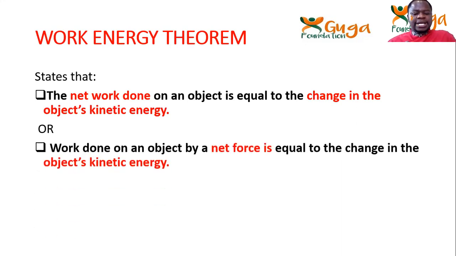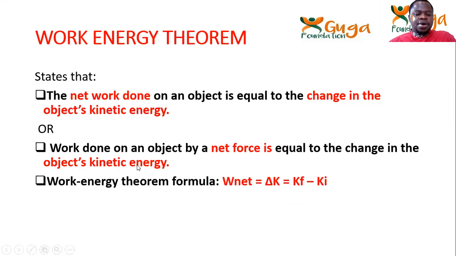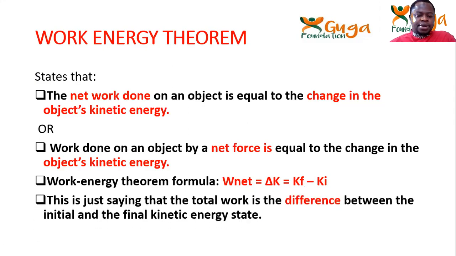The work done on an object by a net force is equal to the change in the object's kinetic energy. Work energy theorem: net work done, W net, is equal to the change in kinetic energy, which is equal to KF, the final kinetic energy, minus the initial kinetic energy. This is just saying that the total work done is the difference between the initial and the final kinetic energy state.